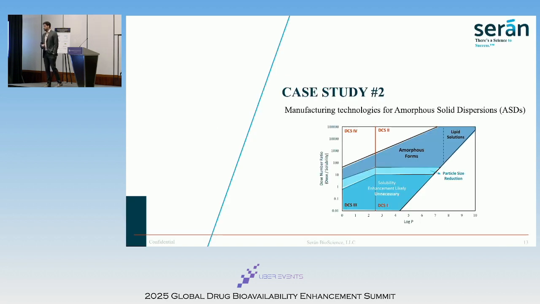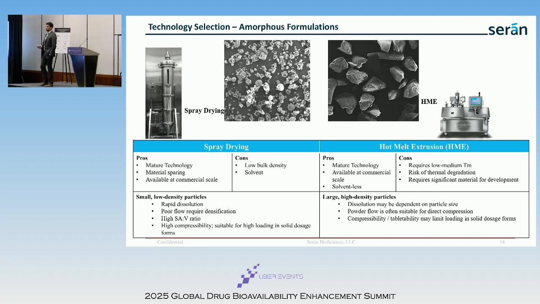Okay, so let's get into the next case study. So this is actually some research that we conducted. It's on a single formulation, but we're comparing 2 different ways of making it, right? So spray drying and hot melt extrusion. Both mature technologies, both are highly scalable, and both of them producing chemically the same thing, right?